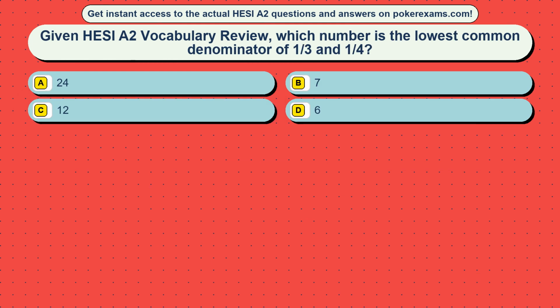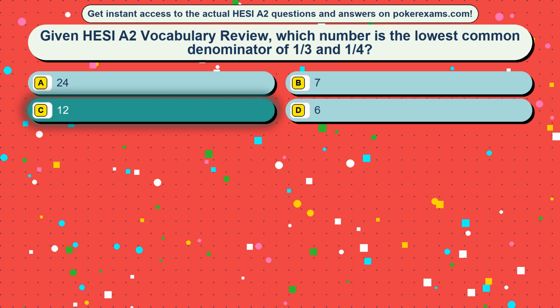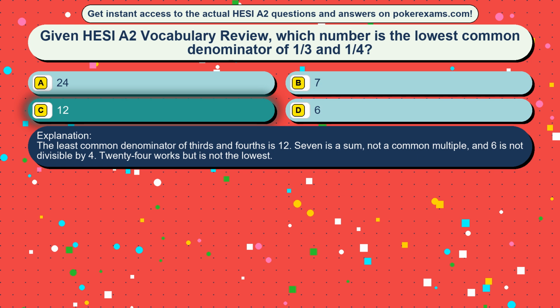Question 48. Given HESI A2 Vocabulary Review, which number is the lowest common denominator of 1/3 and 1/4? Option A, 24. Option B, 7. Option C, 12. Option D, 6. The correct answer is option C, 12. The least common denominator of thirds and fourths is 12. 7 is a sum, not a common multiple, and 6 is not divisible by 4. 24 works but is not the lowest.